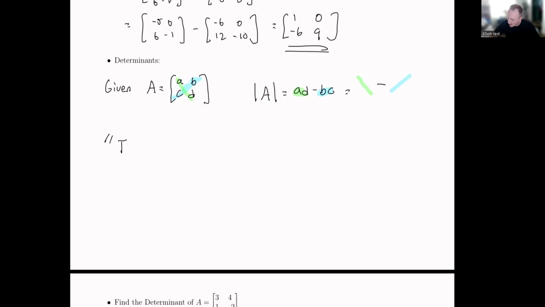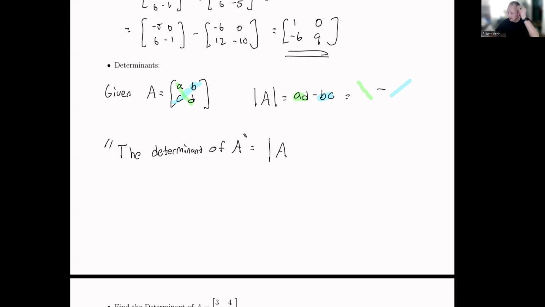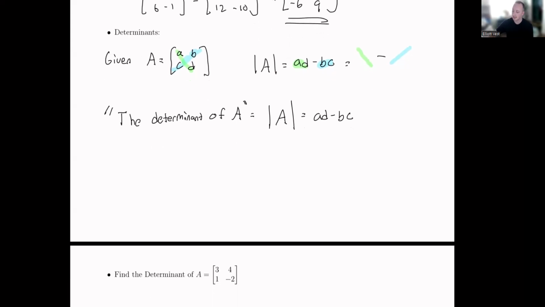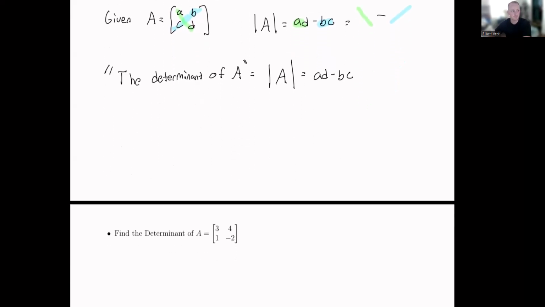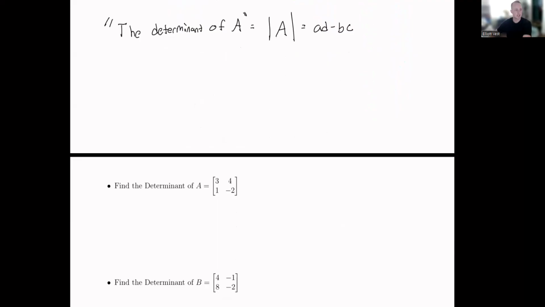I'll say again, the determinant of A, that is what I think in my head when I see this symbol. I'm like, oh, that's the determinant of A. And I know when to find the determinant of A, I use the formula AD minus BC. When these are numbers, I actually multiply and subtract those numbers accordingly. Okay, so it's not too bad.